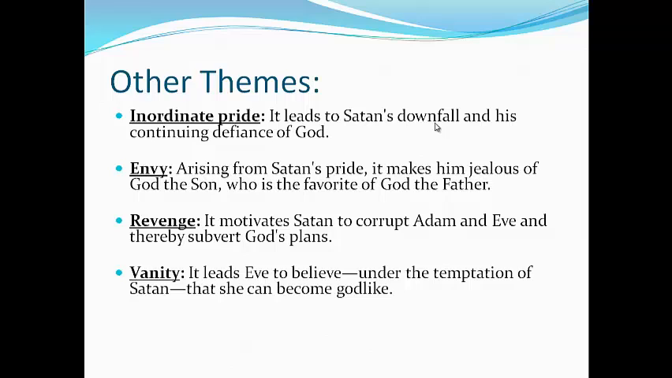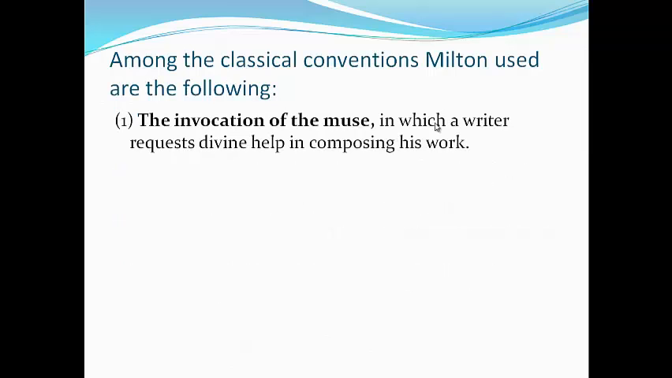The next theme is envy. Arising from Satan's pride, it makes him jealous of God the Son, who is the favorite of God the Father. The next theme is revenge. It motivates Satan to corrupt Adam and Eve and thereby subvert God's plans. The final one is vanity. It leads Eve to believe under the temptation of Satan that she can become godlike. These themes resemble Dr. Faustus' seven deadly sins, and that is what Milton is also depicting in his poem, which man should avoid in order to go towards the feet of God.